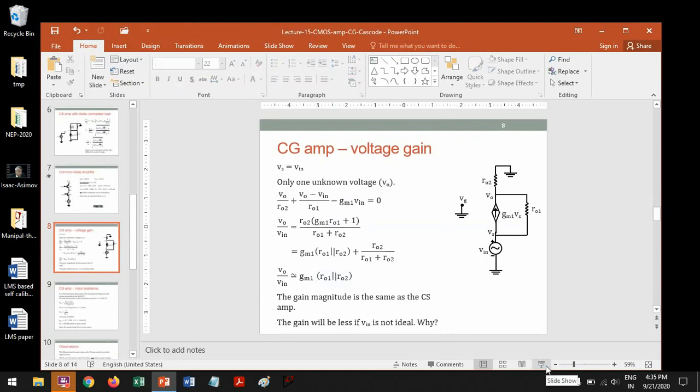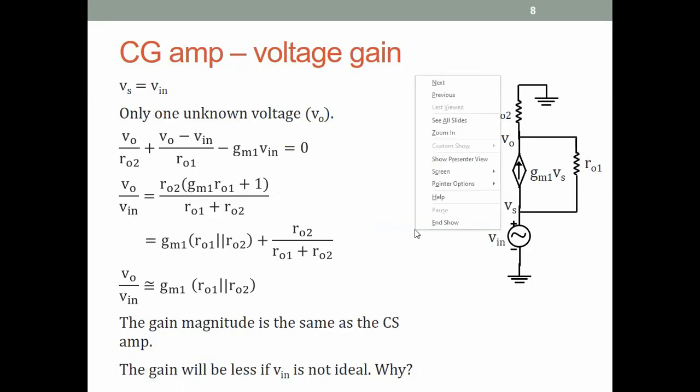Alright, so this gain of course is the same as the gain of a common source circuit, right? Because the common source gain was also gm1 (ro1 parallel ro2), except of course the common source circuit had a negative sign, because from the gate to the drain there is an inversion, but from the source to the drain there is no inversion. In other words, if the source voltage increases, the drain voltage also increases. If you think about it, it is straightforward, but if you're not convinced, then ask me in class or whenever.